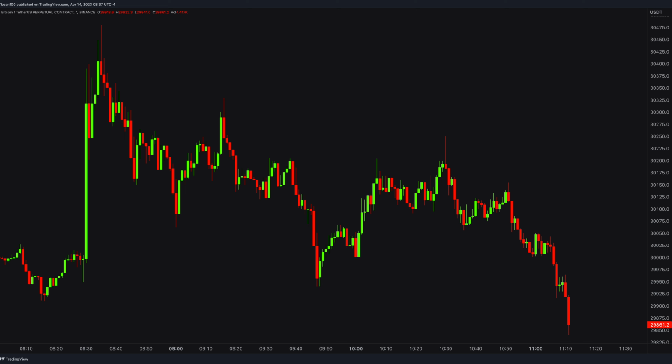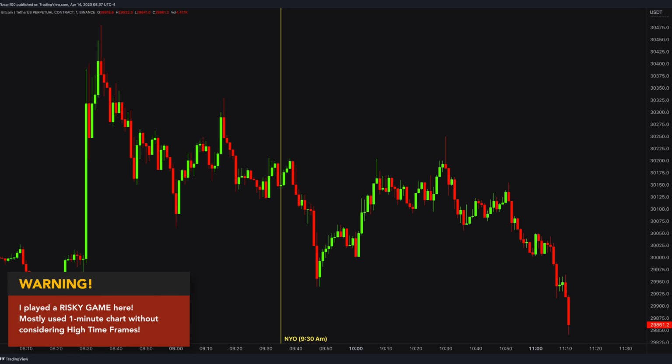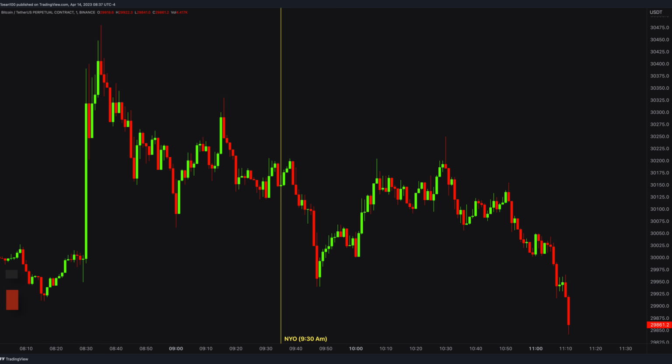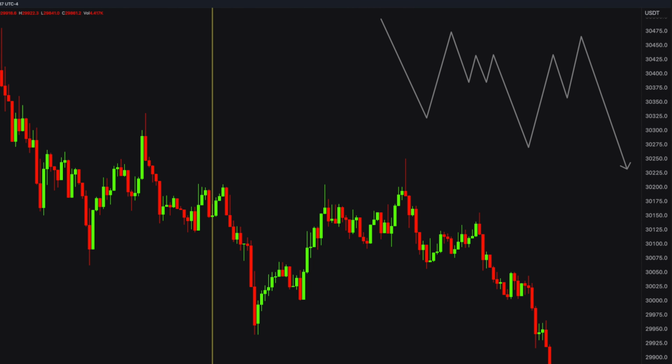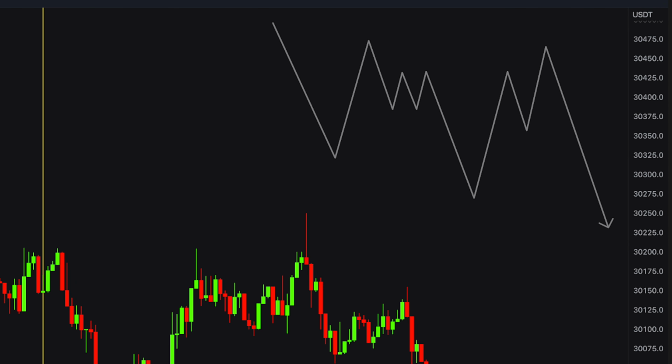Now, this trade is actually not something I am really proud of, because it is mostly based on the 1-minute chart without proper high time frame analysis. Again, it was a New York Open scalping. This trade is fully based on a very basic inducement pattern. See this shape? A very classic smart money trading model.